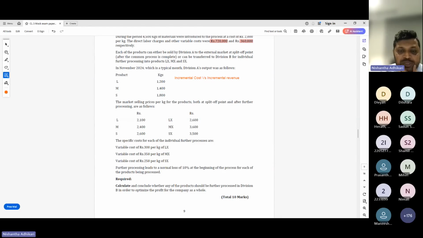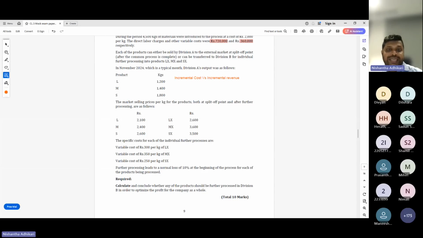Right. Further processing leads to a normal loss of 10% at the beginning of the process for each of the products being processed. Okay. Now calculate and conclude whether any of the products should be further processed in division B in order to optimize the profit for the company as a whole.